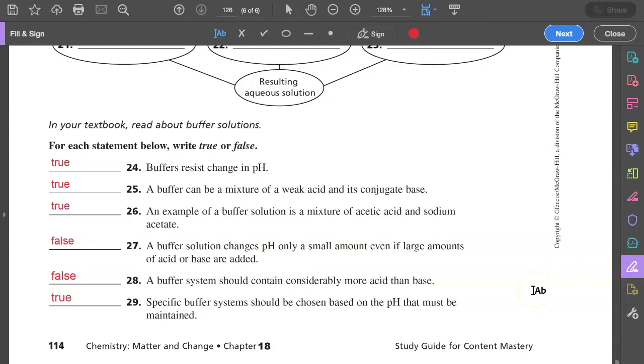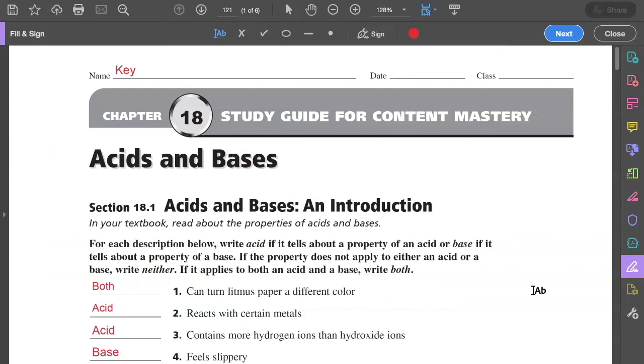Sure, that's true. We said that at the very end of the video for section 18.4b. We said that you can actually design a buffer based on a pH situation that you need. So there you have it. That's the end of the study guide for chapter 18.